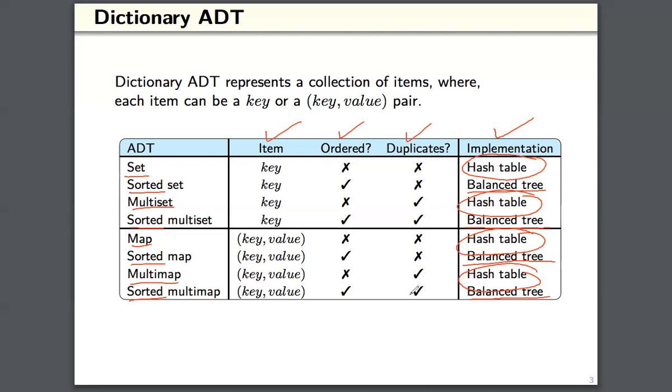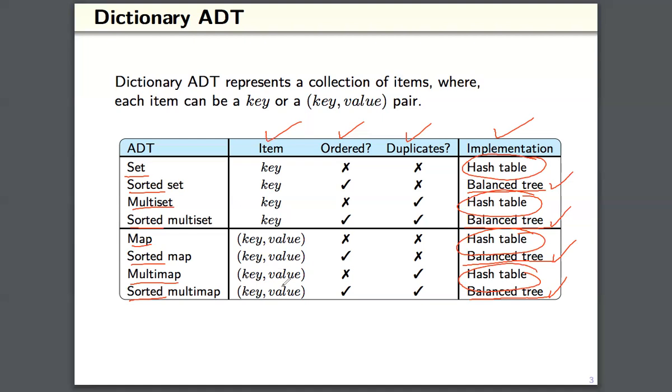So remember this: whenever you use a sorted set, sorted map, sorted multiset, or sorted multimap, they are implemented using balanced trees. Whenever a collection is unsorted, you don't care for sorting. Your application does not require sorting. You just want to insert some items and delete some more items or search some items, but you don't require sorting. Then use hash tables, right?